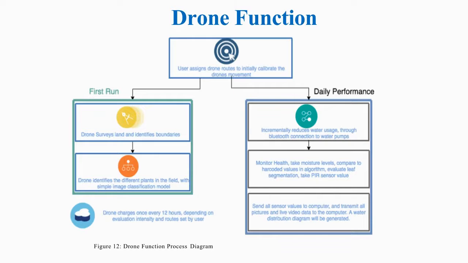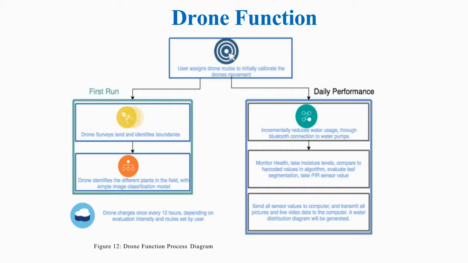So really, this is how the drone works. These are assigned drone routes to calibrate the drone's movement. So it's going to move in space. And in its first run, it's going to identify boundaries, where all the plants are, and it's going to identify what plants are in the field with a simple image classification model that I designed. So daily, it's going to incrementally reduce water usage for each plant through Bluetooth connection to the water pumps, as I discussed before. And then it's going to take moisture values.